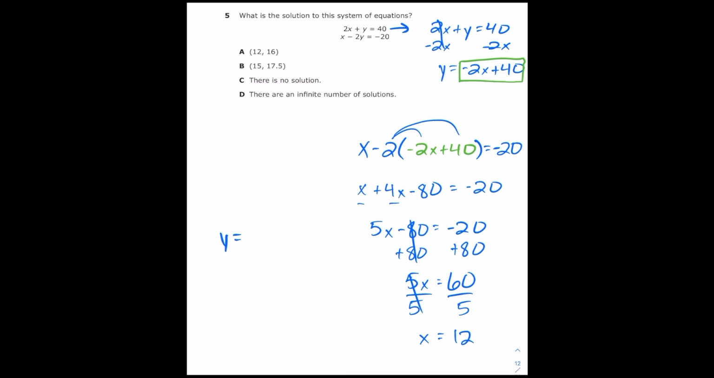So whenever I do that, I'm going to have negative 2 parentheses 12 plus 40. Obviously, negative 2 times 12 is negative 24. And then whenever we add 40 to that, we're going to get positive 16. So our answer is (12, 16), which is letter A.